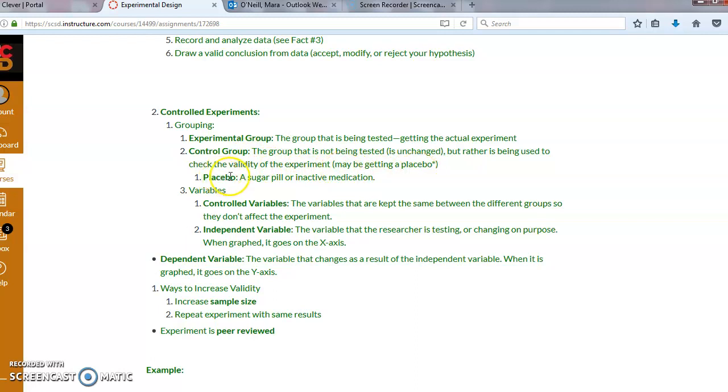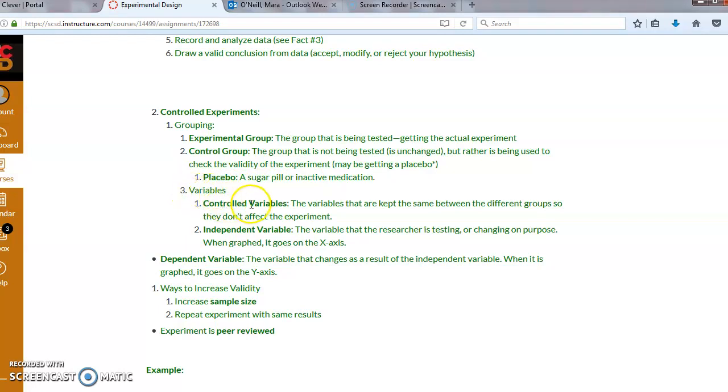Remember, the placebo effect is where one group got a sugar pill, the other one got an active medication, but because of the fact that they think that they're getting the real pill, they're showing symptoms, and they're all of a sudden better, when in reality they're not. Their brain's tricking them.